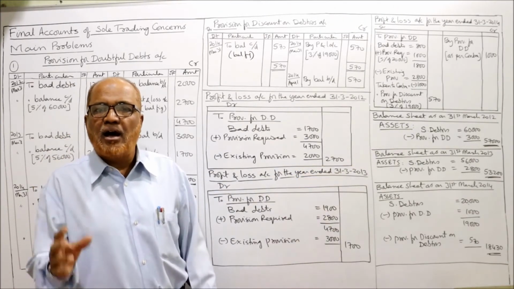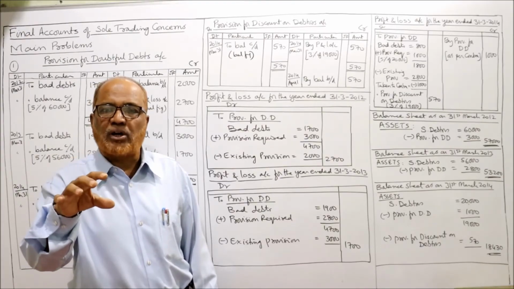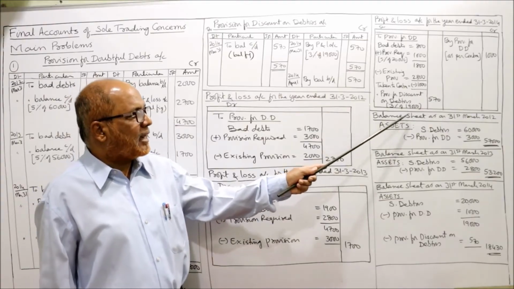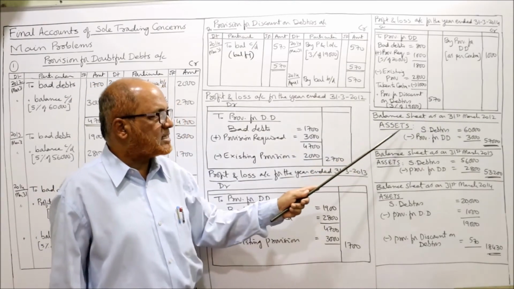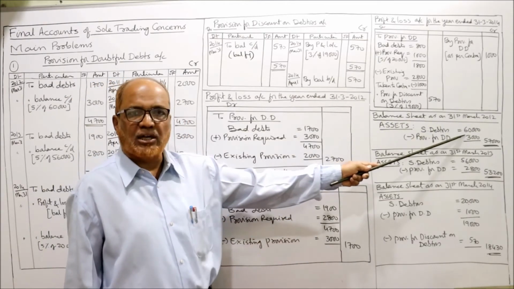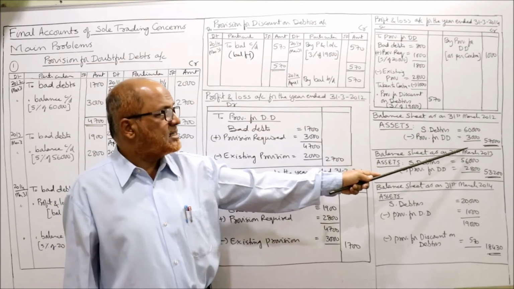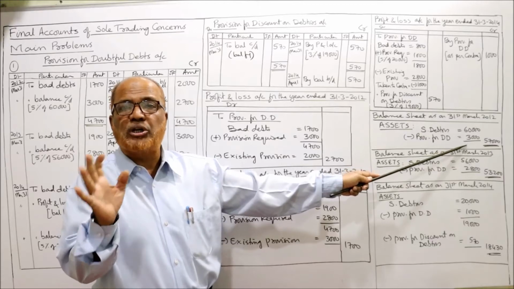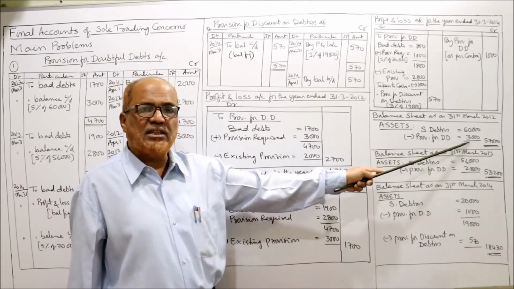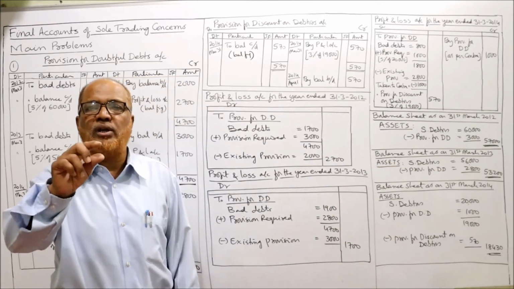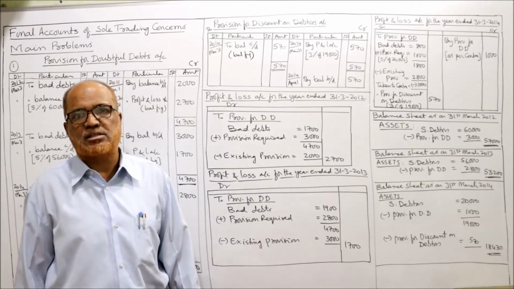On the asset side, how will the debtors and provision for doubtful debts be shown? That is the problem. Balance sheet as on 31st March 2012, asset side: sundry debtors are 60,000. The new provision to be maintained is 3,000. Only the new provision we should take. So 60,000 minus 3,000, 57,000 will be shown in the outer column of sundry debtors.